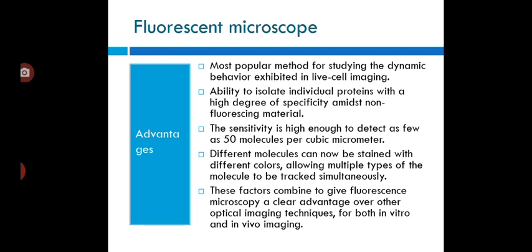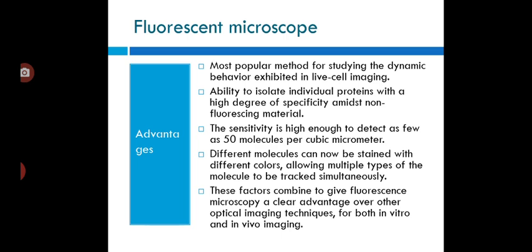The advantages of the fluorescent microscope include that fluorescent microscopy is the most popular method for studying the dynamic behavior exhibited in live cell imaging. This stems from its ability to isolate individual proteins with a high degree of specificity amidst non-fluorescent material. The sensitivity is high enough to detect as few as 50 molecules per cubic micrometer.